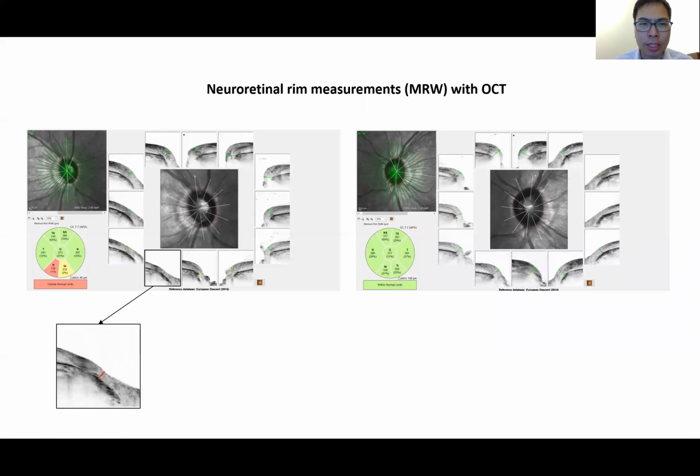We can actually quantify the rim and get a more reliable measurement of the rim width using Swept-Source OCT. The minimum rim width measurement here is derived from the BMO to the nearest ILM. Here is what we call the minimum rim width. Over the inferotemporal side, you can see the minimum rim width measurement is outside the normal range. But on the left-hand side, you don't see any measurements outside the normal limits, so we don't see any loss of the rim over the left eye.